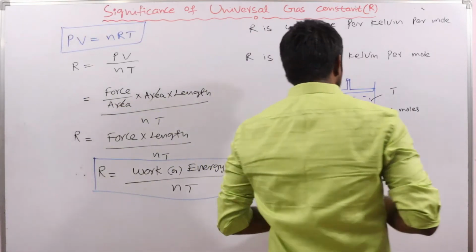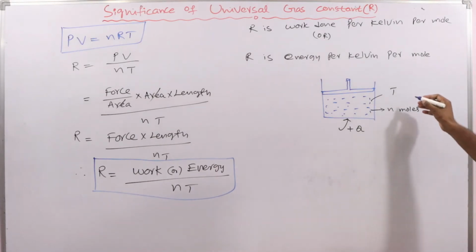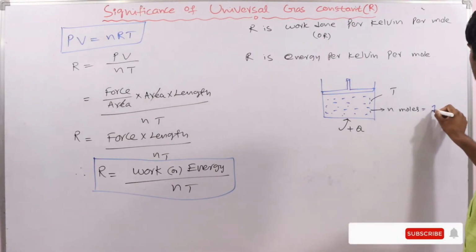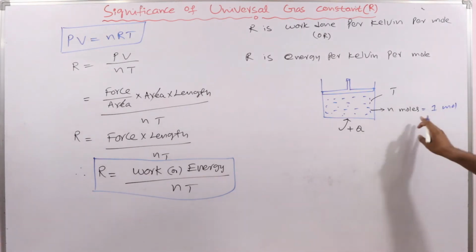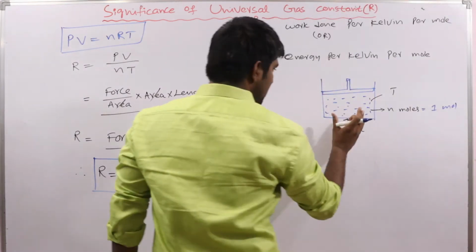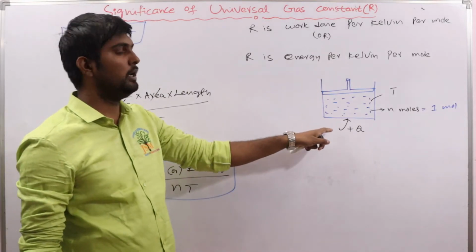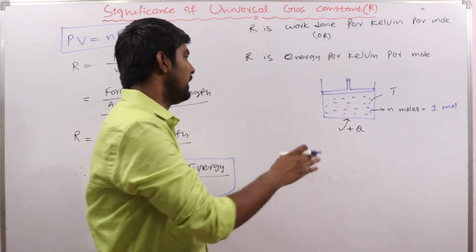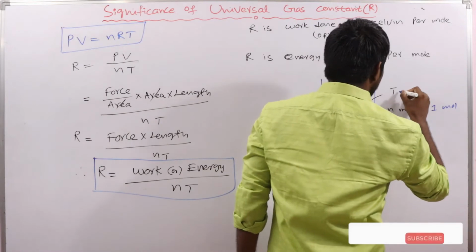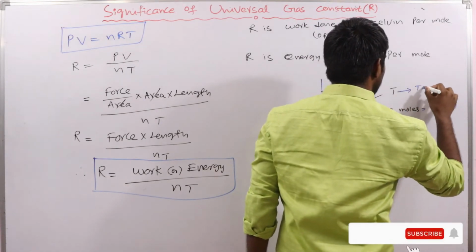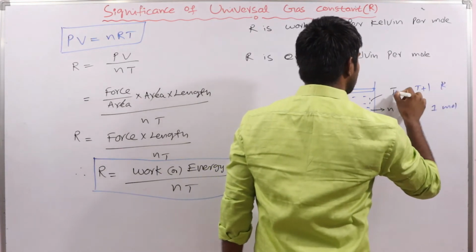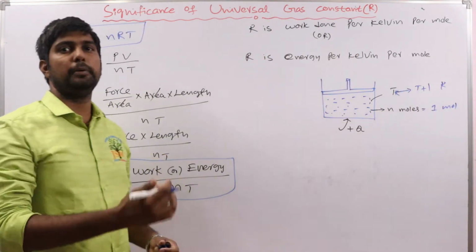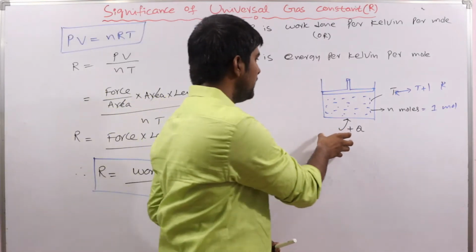Suppose we assume that the number of moles of gas is 1 mole. 1 mole of gas is present in this container and it is expanding. Also assume that the temperature is raised from T Kelvin to T plus 1 Kelvin. When you supply heat, what happens?